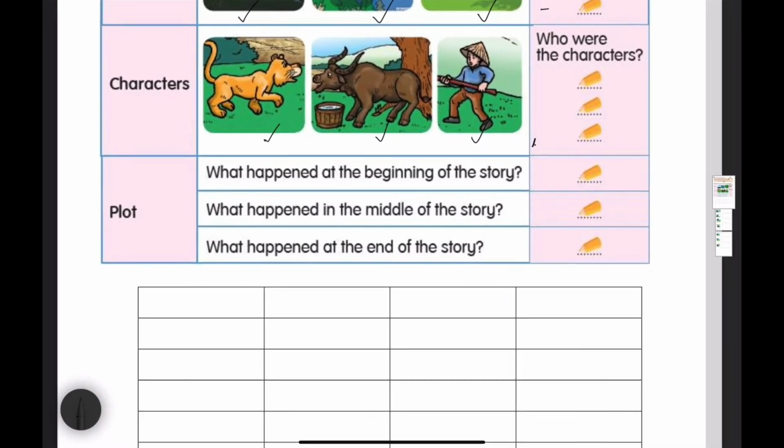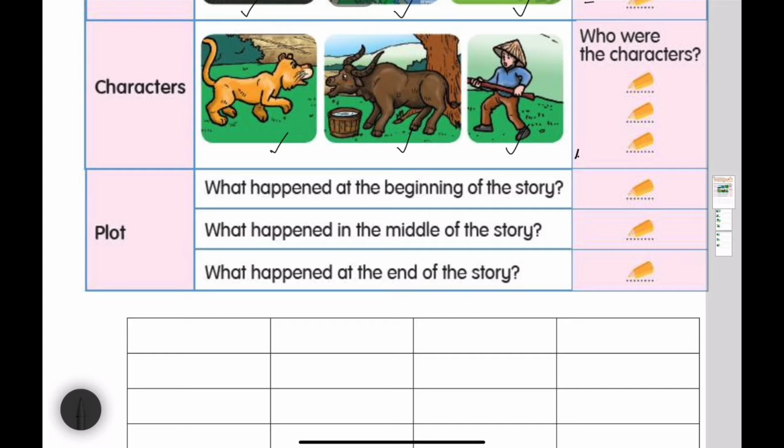So what happened at the beginning of the story? So this is the important part. You don't have to write in a paragraph because you are not writing a story. You are just summarizing in a short way what happened at the beginning of the story, what happened in the middle of the story, and what happened at the end of the story. It doesn't have to be a very long paragraph. It can just be like 3 to 4 sentences.